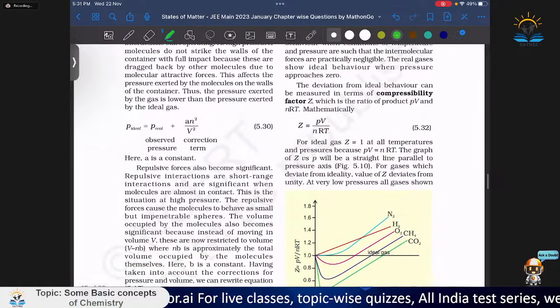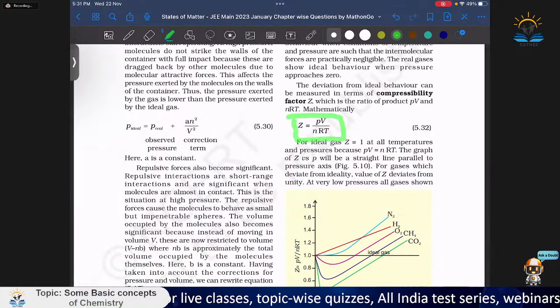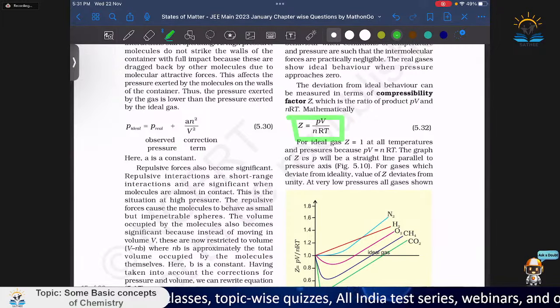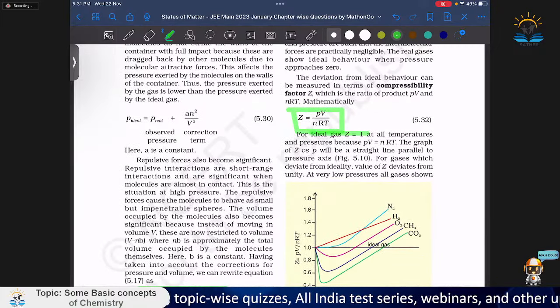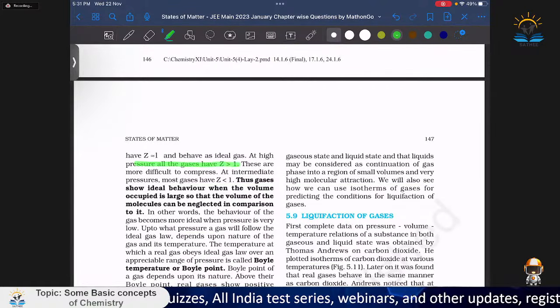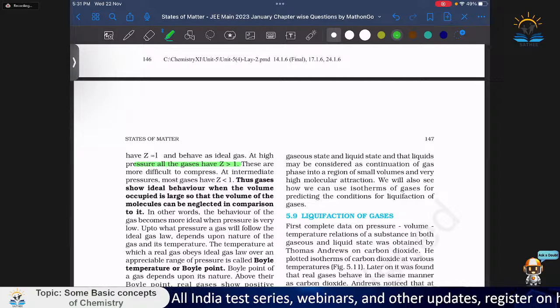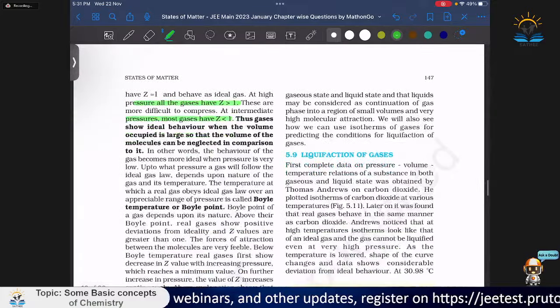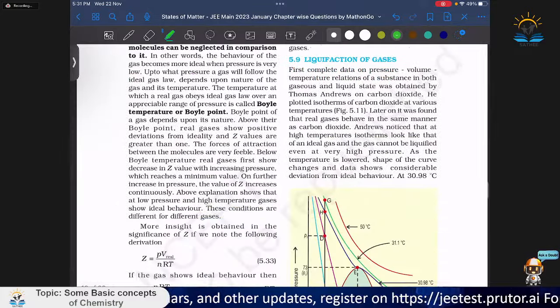Here we define a compressibility factor Z, which is PV by nRT. For ideal gas, Z is equal to 1. Okay. And at high pressures, all gases have Z more than 1 because they are difficult to compress. At intermediate pressures, most gases have Z less than 1. Okay. Now, we go to liquefaction of gases.